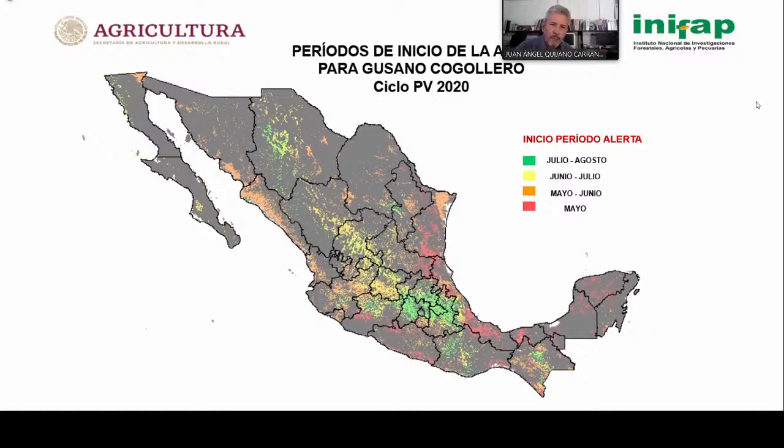So you can see the agricultural surface where maize is grown in Mexico, and we see an estimation of the different warning systems or warning periods based on the phenological period and production. So in the coastal areas of the country, in the warmer areas, we have early onsets of the warning or the alerts, and then in the more mountainous regions, the later warning, and that has to do with the temperature change.